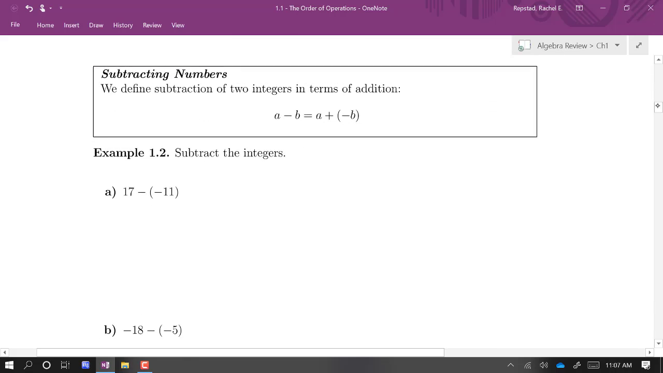When we're subtracting numbers, subtraction is defined in terms of addition, just adding the negative. So again, be careful with your signs here. 17 minus a negative 11: if I'm subtracting a negative, that's going to be changed to adding, and then the number I get when I change that sign, so adding a positive 11. And that gives us a positive 28.